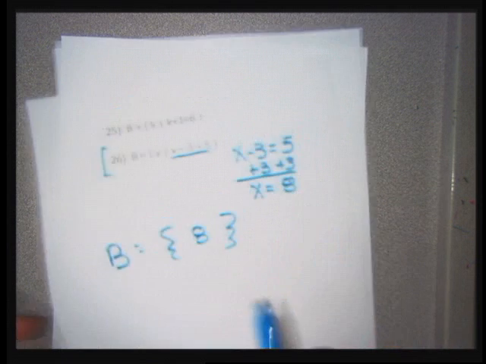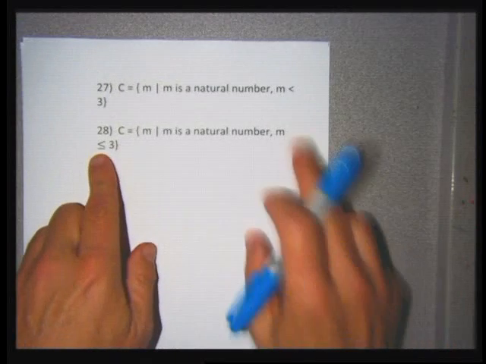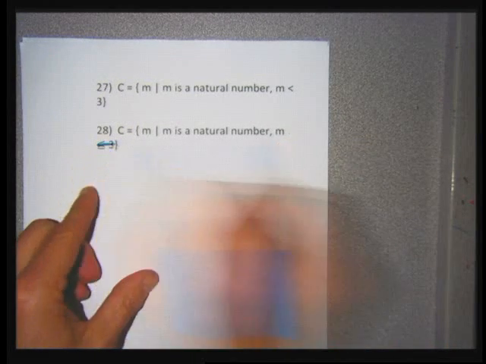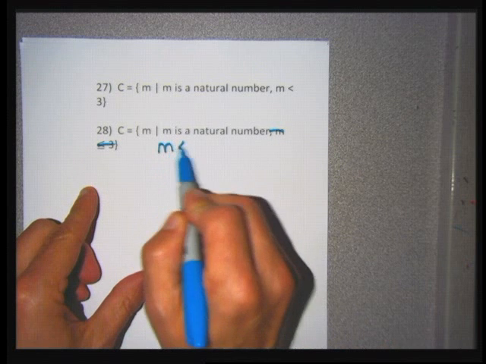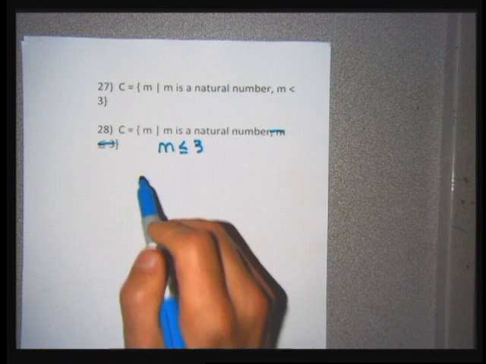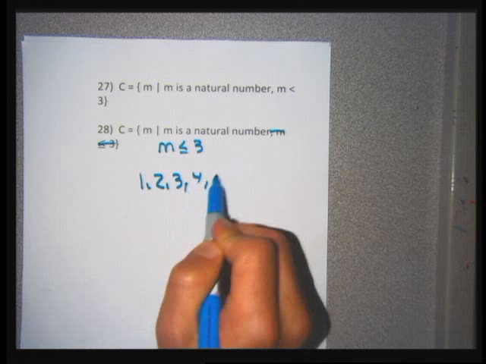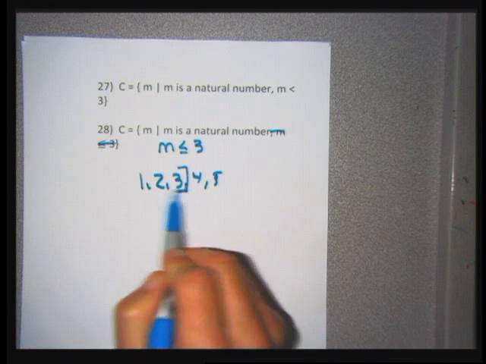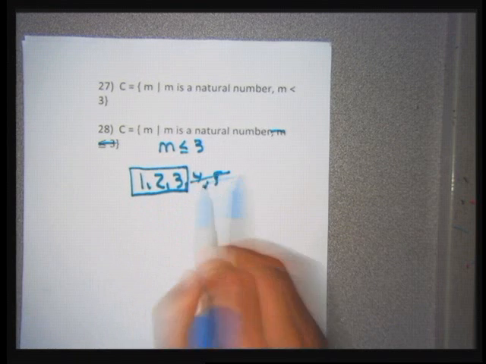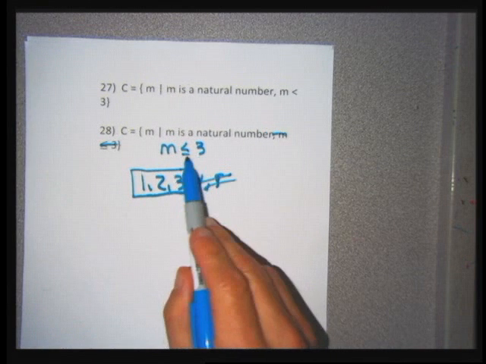Getting close to the end. And 27 and 28 feel like they should work the same way. Again, when I blew the font up, this kind of messed this up, so I want m as a natural number that is less than or equal to 3. So natural numbers, again, natural numbers are 1, 2, 3, 4, 5. I want less than or equal to 3, so I'm not going to count anything bigger than 3. And because it has the or equal to, I'm going to count the 3.